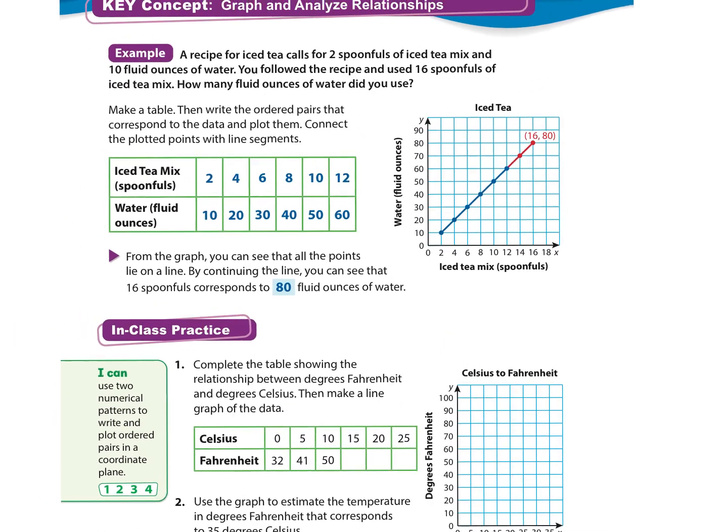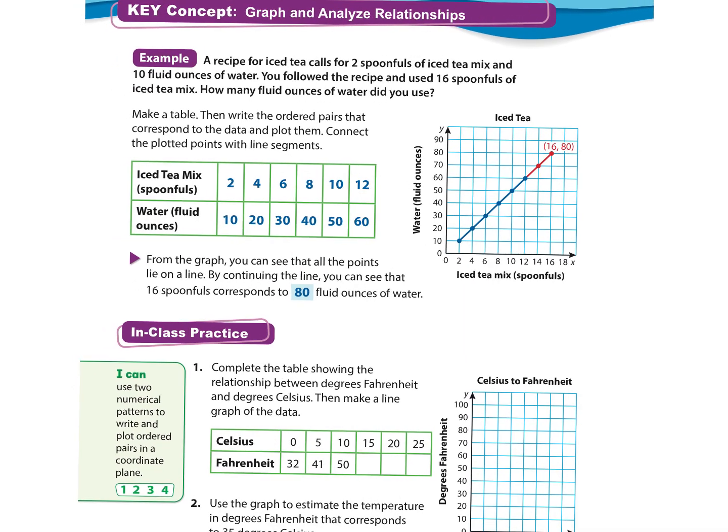Now, if I continued along my graph, I can continue that same pattern where I am increasing the number of ounces that I want to add for each 2 more spoonfuls of tea, if that makes sense. So I'm increasing my tea mix by 2s. So my last set of data stopped at 12 spoonfuls.